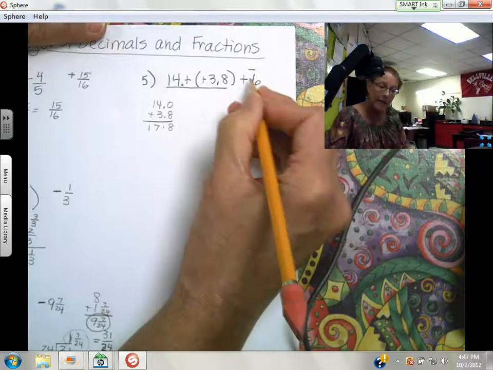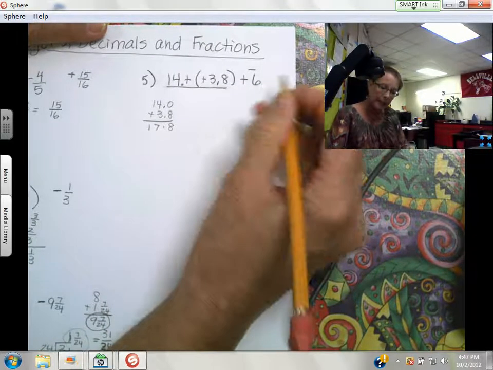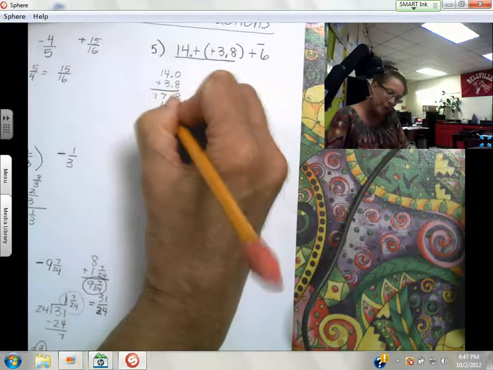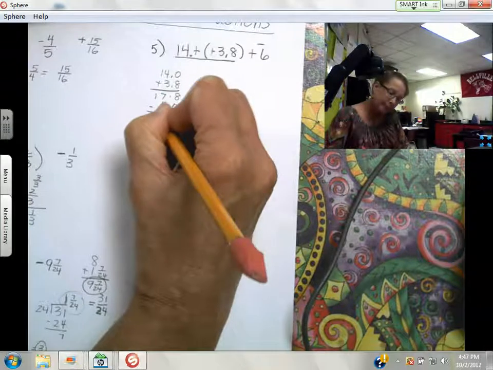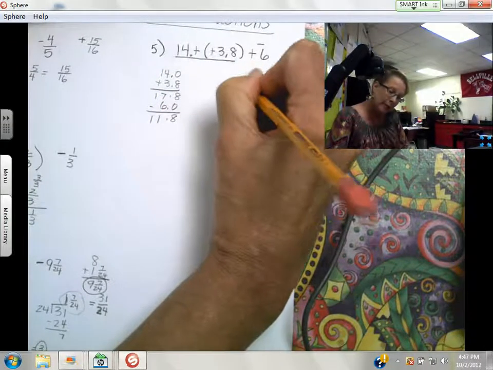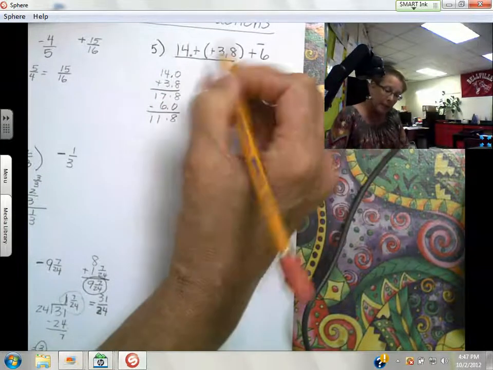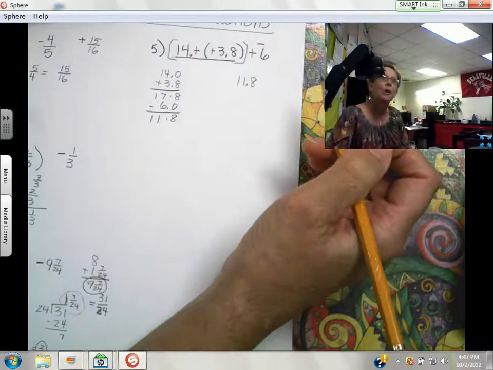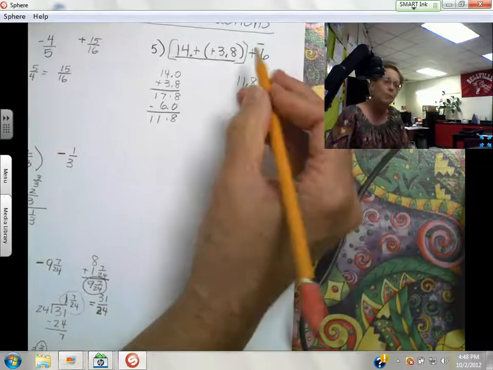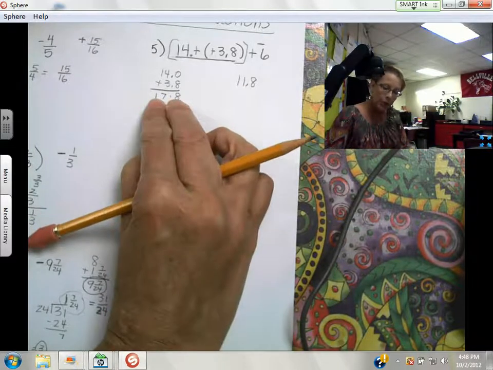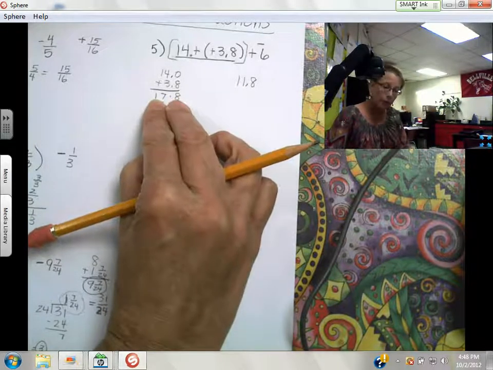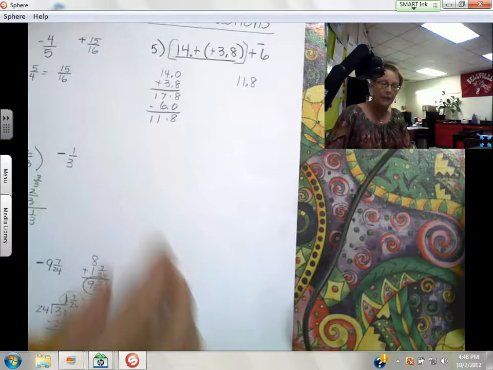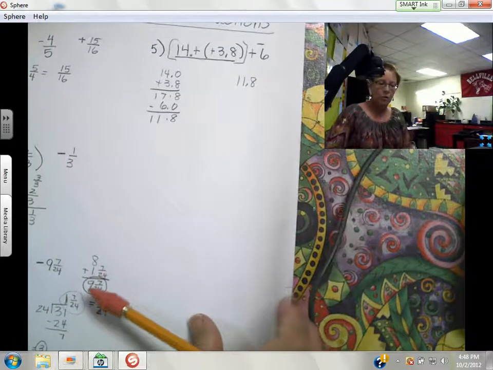And then because I have a negative 6, I have to do what? Good. We subtract. So I have 11 8/10, and because this group of numbers that I added that had positive signs gave me an answer of 17 8/10, which is further from 0 than the 6, my answer is a positive 11 8/10. Hope you got those down.